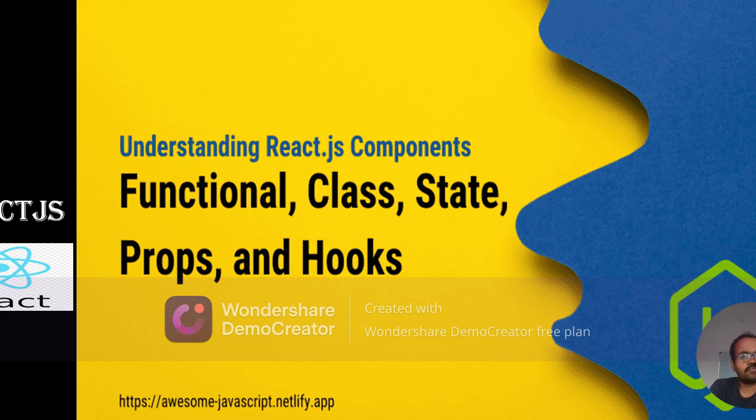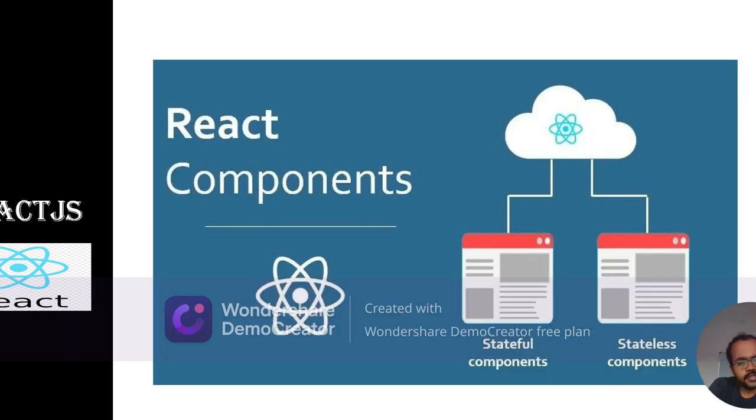We can discuss functional component, class component, what is state, props, and hooks one by one. As I told, React is entirely based on the component. We can also say the component is the heart of React.js. So components are divided into two parts: the class component and the functional component. The class component is called a stateful component, and the functional component is called a stateless component. Why is that? We can see one by one.